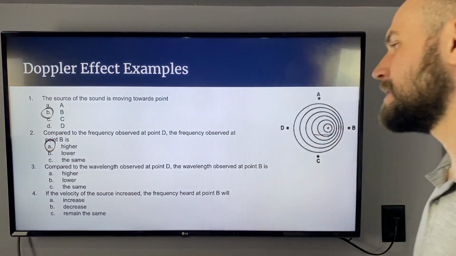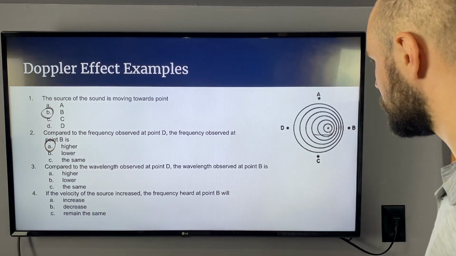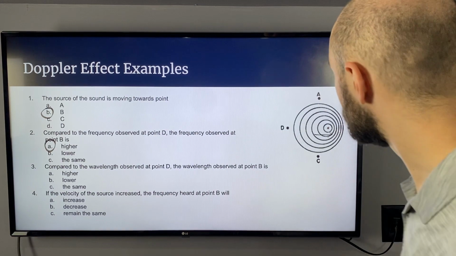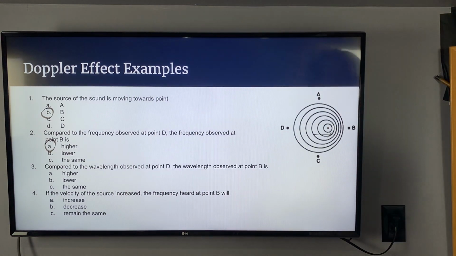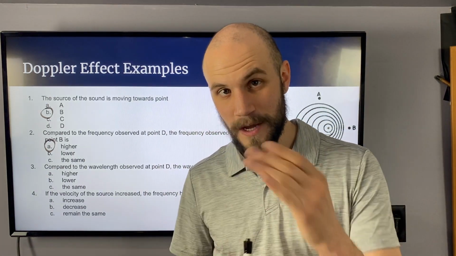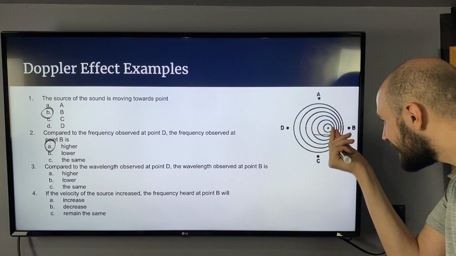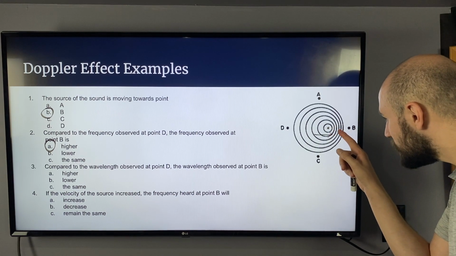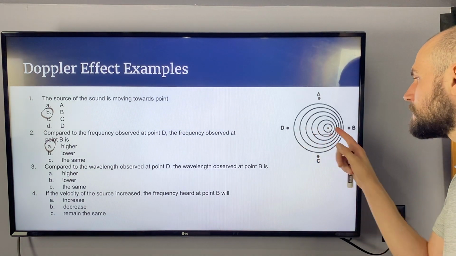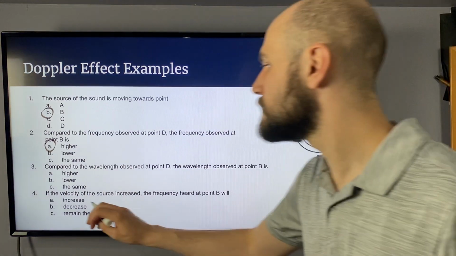Compared to the wavelength observed at point D, the wavelength observed at point B is what? So here we were looking at the frequency, now we're looking at the wavelength. So take a close look at the wavefronts here. I said earlier on that the distance between the wavefronts tells us the wavelength of the wave. Here we have not much distance between each one of these wavefronts, but closer to B we have more distance. So getting closer to B, the wavelength is lower.